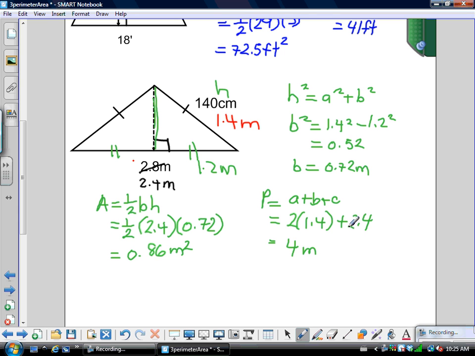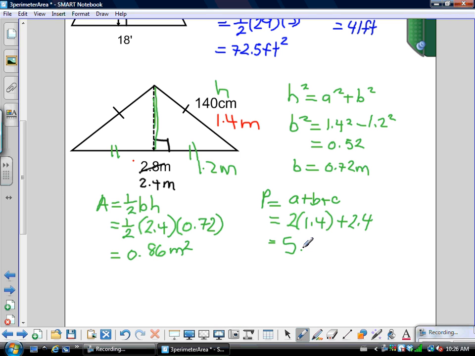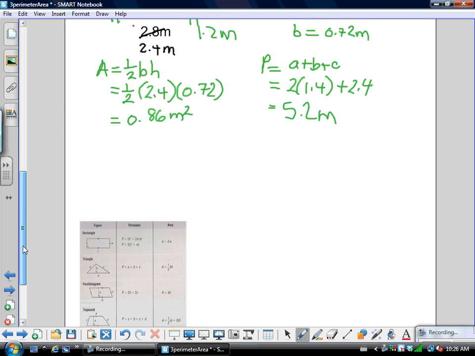Hold on, I think maybe something's not quite right here. I don't think it does equal that. Just hold on a second while I get my eraser. So we end up with 2.8 plus our 2.4, which equals 5.2. Okay, so just watch my calculations sometimes. 5.2, and it is meters. Okay, good luck. You can try some for yourself now.